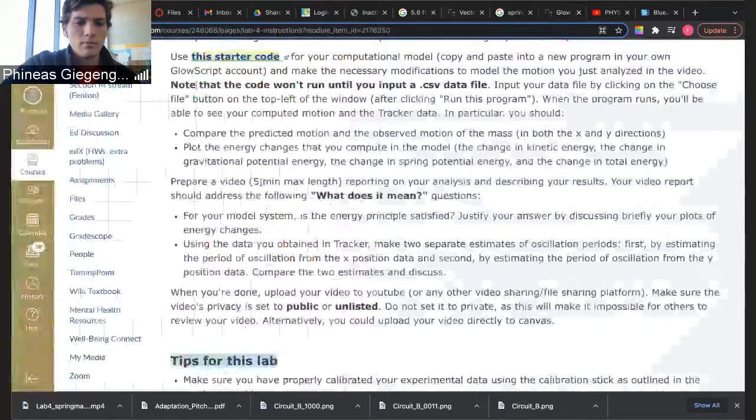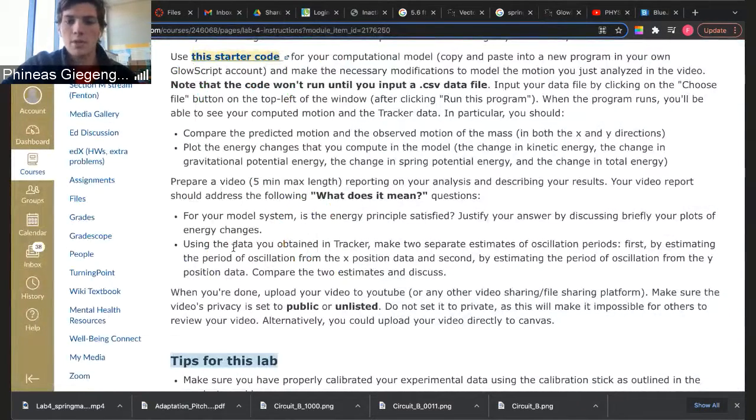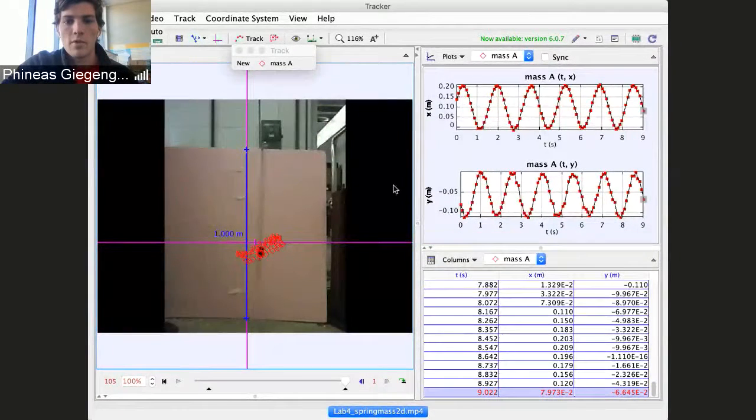Another question: using the data you obtained in Tracker, make two separate estimates of the oscillation period, first by estimating the period of oscillation from the X position data, and second from the Y position data. Here I'll stop sharing and go back to Tracker so we can take a look at that. From the X position data, it looks to be approximately 2 seconds to get from this low point here to the next low point. So I would say 2 seconds.